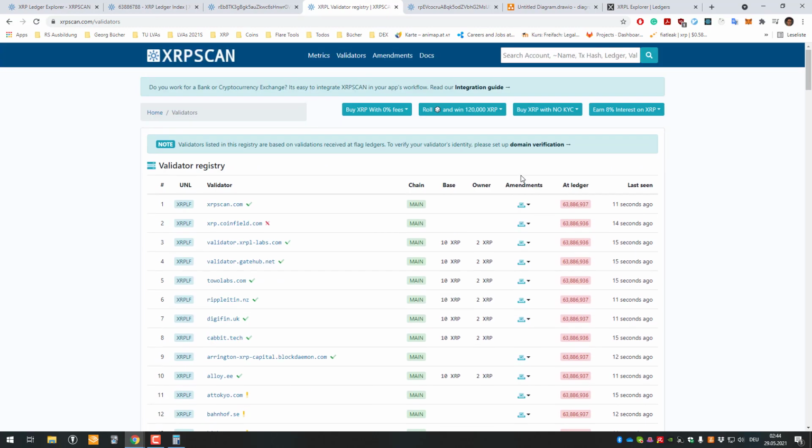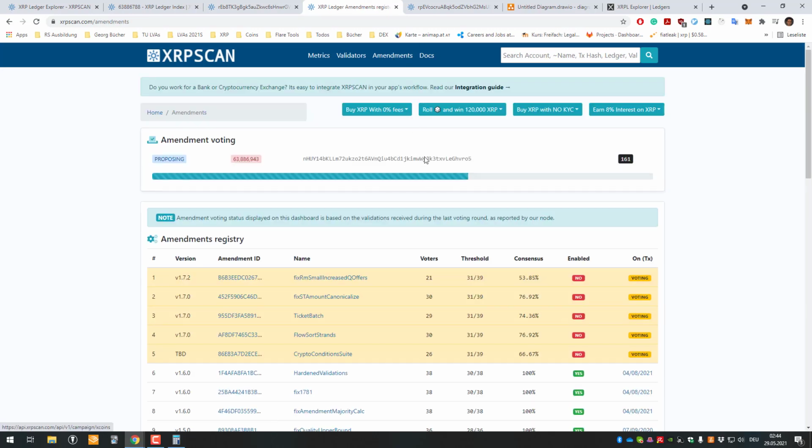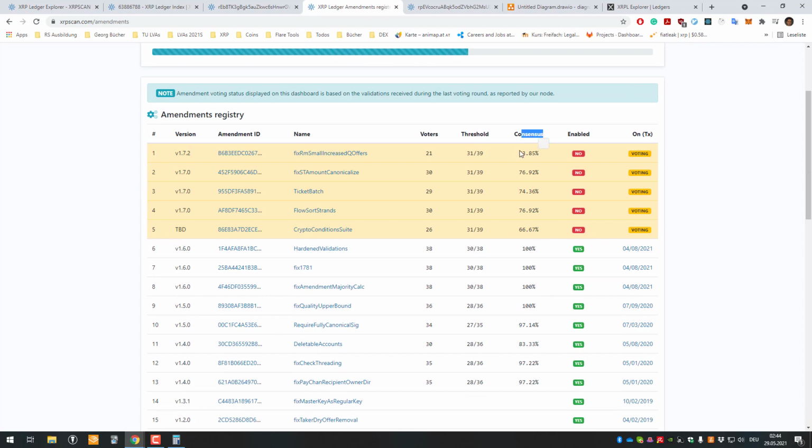And we can also see the amendments here. So an amendment just gets activated after enough people vote for it. When they have 80% consensus, then the amendment gets activated. There you can see the threshold which has to be reached, so the amendment gets activated.